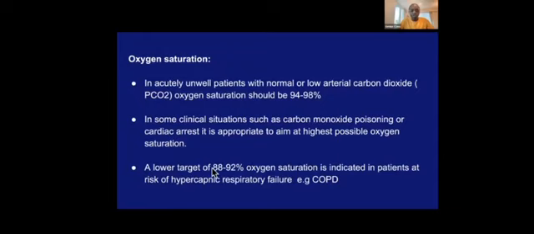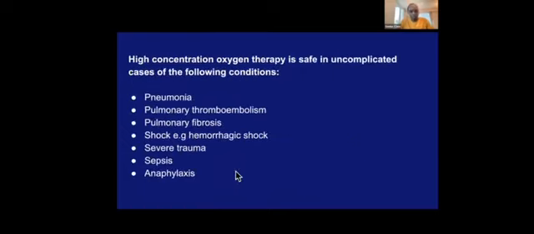A lower target of 88 to 92% oxygen saturation is indicated in patients at high risk of hypercapnic respiratory failure. In other words, where there is risk of CO2 retention. The common example is COPD. So we need a lower oxygen saturation target of 88% to 92%.